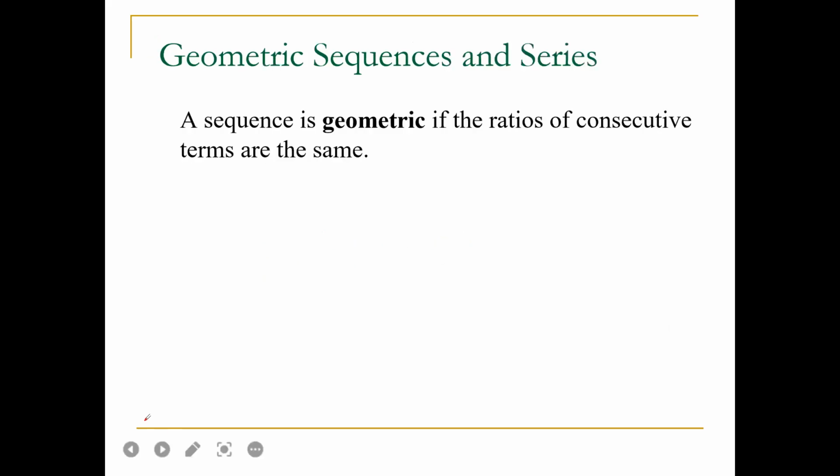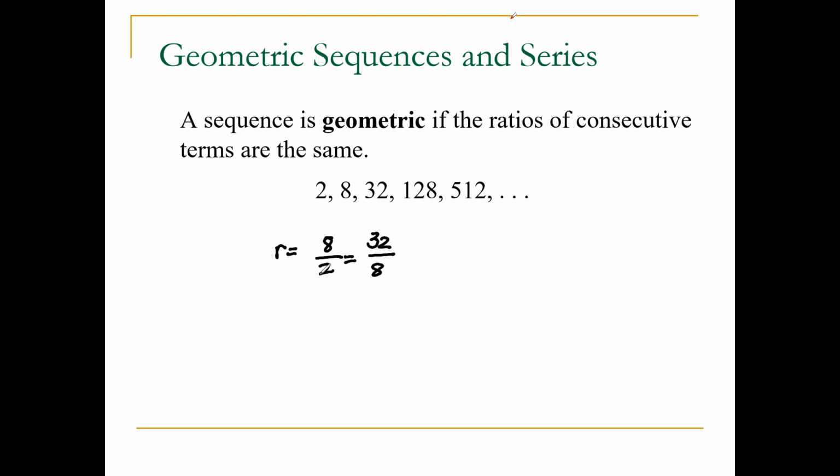Next, geometric sequence and series. A sequence is geometric if the ratios of consecutive terms are the same. So it should be applicable to the given sequence. Like this one, when we get the common ratio, 8 divided by 2, is it equal to 32 divided by 8? So second term divided by the first term, third term divided by the second, fourth term divided by the third term, and also fifth term divided by the fourth term.